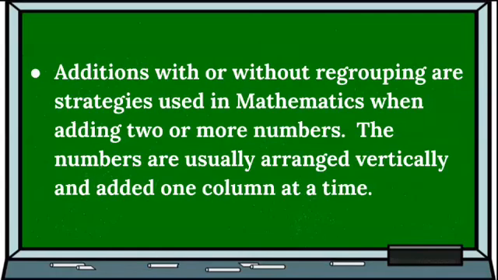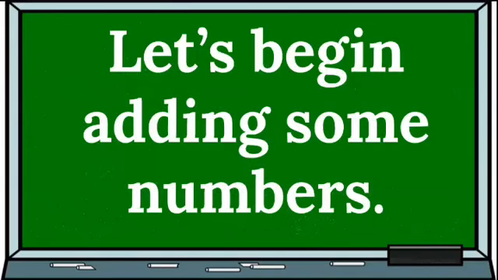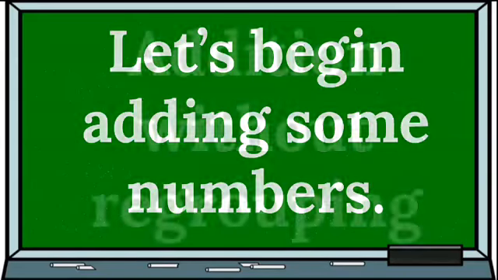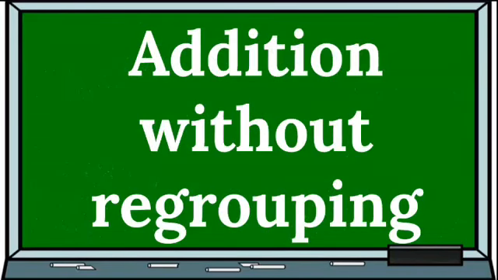Additions with or without regrouping are strategies used in mathematics when adding two or more numbers. The numbers are usually arranged vertically and added one column at a time. Now let's begin adding some numbers. So we're going to start off with addition without regrouping.